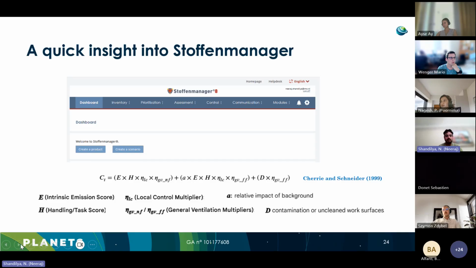It depends on the activity, so the factor H, the handling task score, meaning how energetic is the process you are using. If there are local control multipliers present or not, so for example, if there is a local exhaust ventilation, or you're making a complete barrier or containing your source. If there are general ventilation multipliers, so for example, on the factory floors, you have these central exhaust ducts. These are the general ventilation.